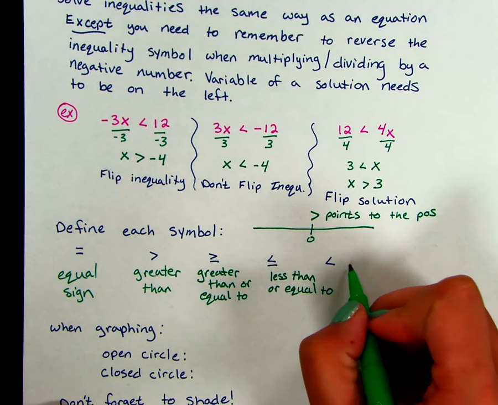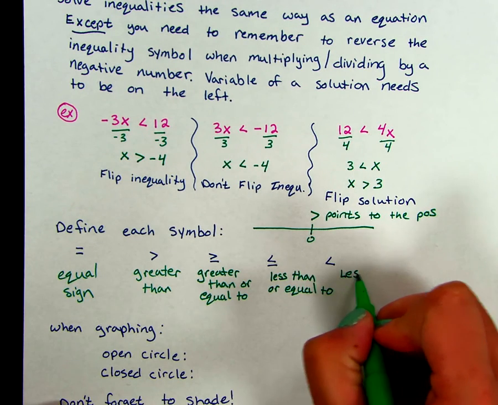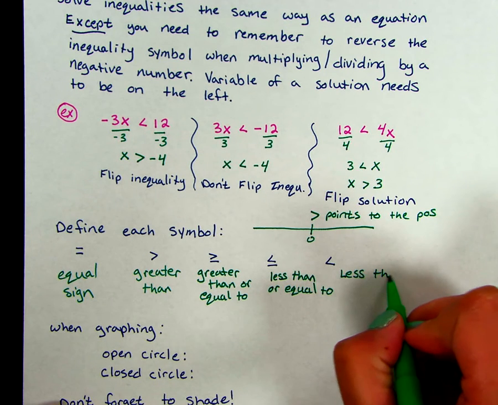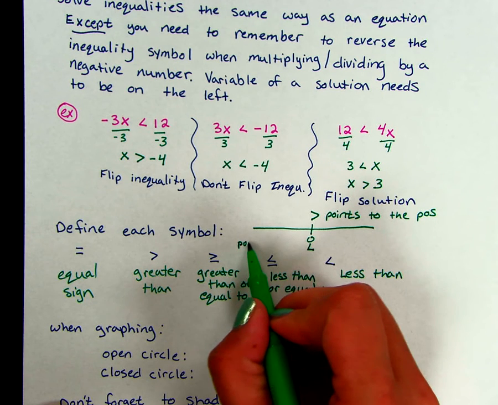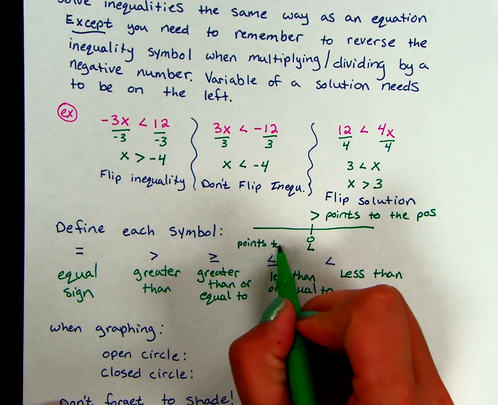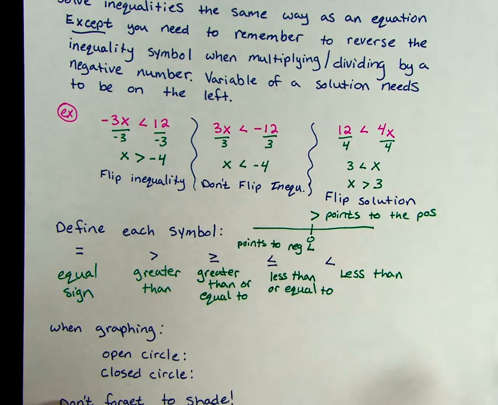And then this one is just less than. If you think about it on the number line, it's pointing this way, so it points to the negatives, the smaller numbers. That's the way I remember it. Whichever direction it's pointing, if it's pointing to the negatives, it's less than. If it's pointing towards the positives, it's greater than.